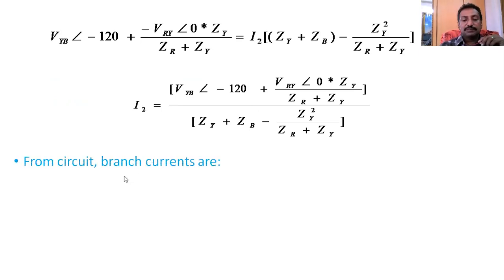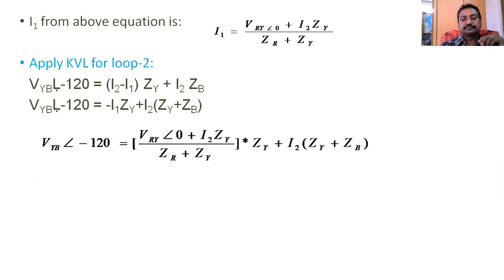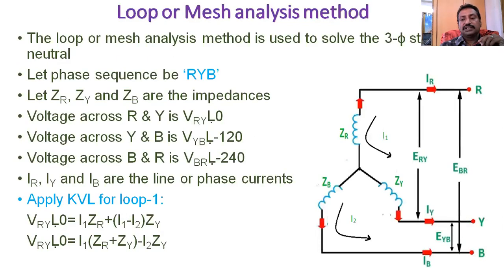From the circuit, what are the branch currents? IR is equal to I1, IY is equal to I1 minus I2, IB is equal to minus I2. See here, IR is equal to I1. But see here I1, IY: these two currents will flow, but IB is the opposite current. In this the current is in the opposite direction, so therefore IB is equal to minus I2. But here I1 minus I2 will flow in case of IY, because I2 will flow in the opposite direction.